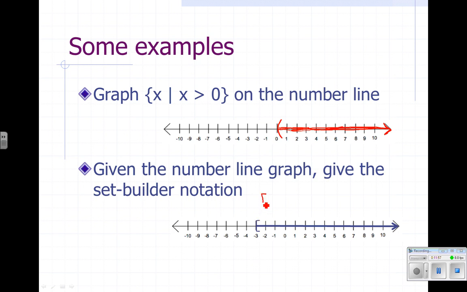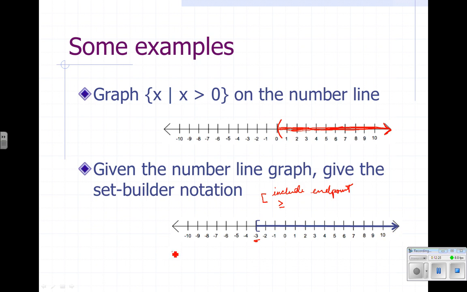Well, anytime we see the square bracket, that means we're going to include the endpoint. And so if we're going to include the endpoint right here, we're going to use the greater than or equal to symbol. And so we're looking at this set and we say, all right, looks like the endpoint right here is at -3 and goes off to the right. So how should we indicate that?